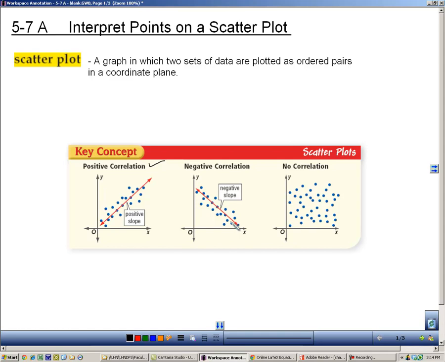If you see a scatter plot that has points like this that tend to go down and to the right, just like lines have a negative slope, we say that this scatter plot will have a negative correlation, which means the values together have a negative trend. And if you get a scatter plot that looks like this, where you really can't tell if it goes up or down, then we say that that scatter plot has no correlation.